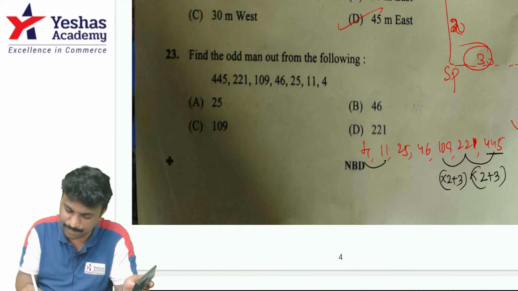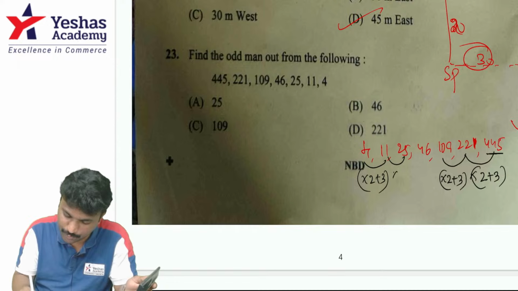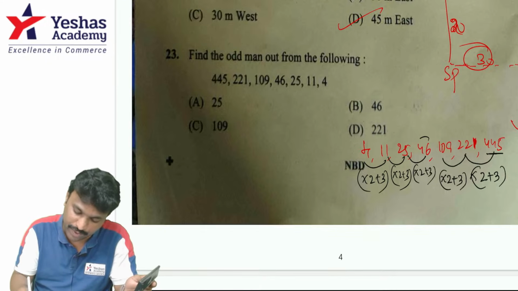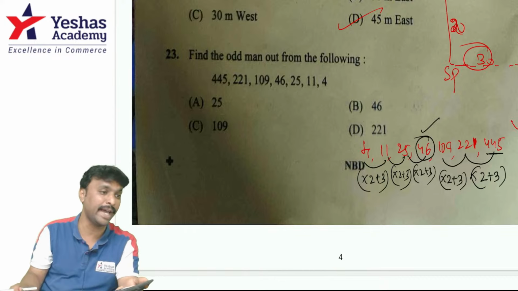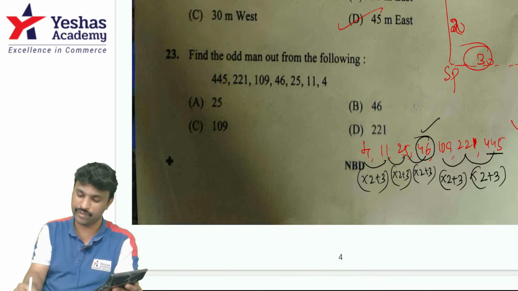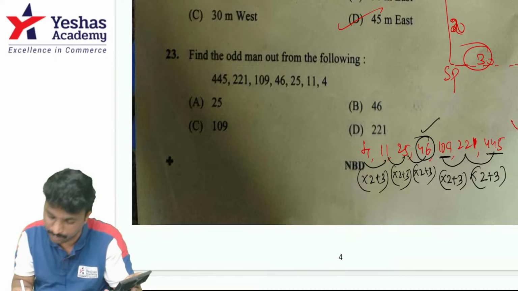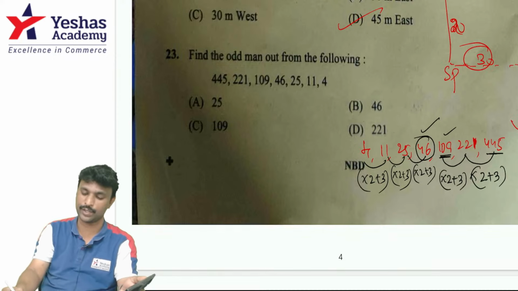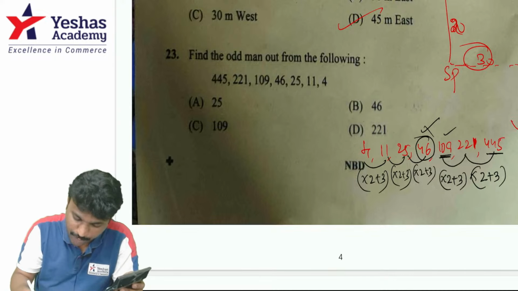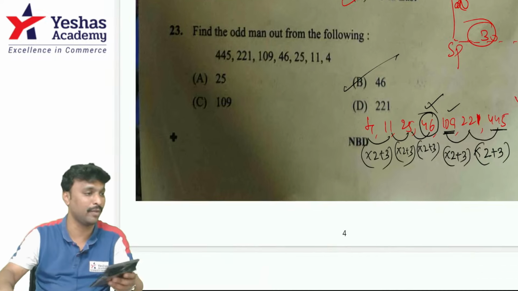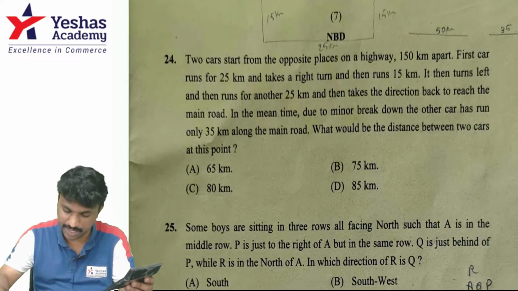So now apply the same thing. 4 into 2 is 8. 8 plus 3 is 11. 11 into 2 is 22 plus 3 is 25. 25 into 2 is 50 plus 3 is 53. So what they have given is 46. So 46 is the odd man out. What should have been there? 53 should have been there. Again, 53 into 2 is 106 plus 3 is 109. This will satisfy. So 46 doesn't satisfy the pattern into 2 plus 3. Therefore, the odd man out is 46. Have you all understood? Let's move on to the next question.